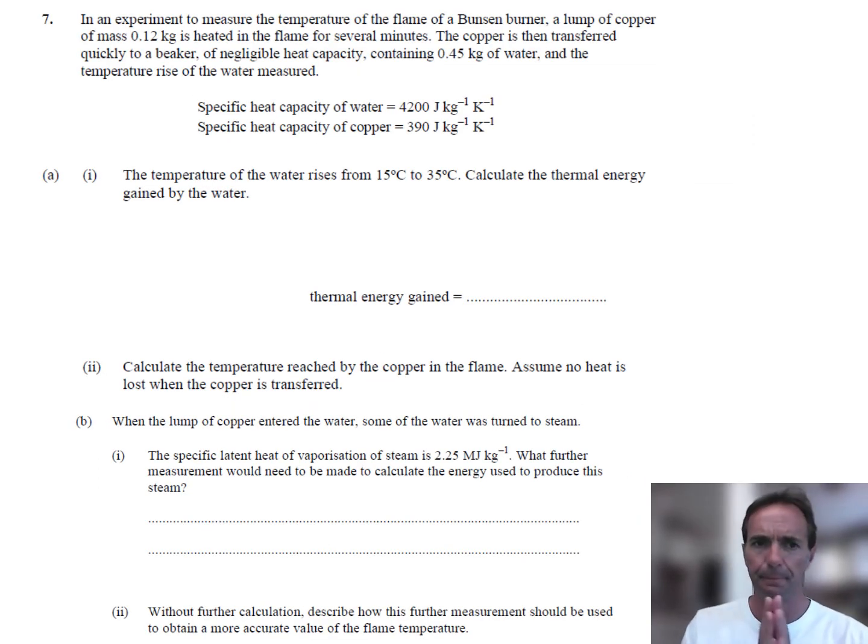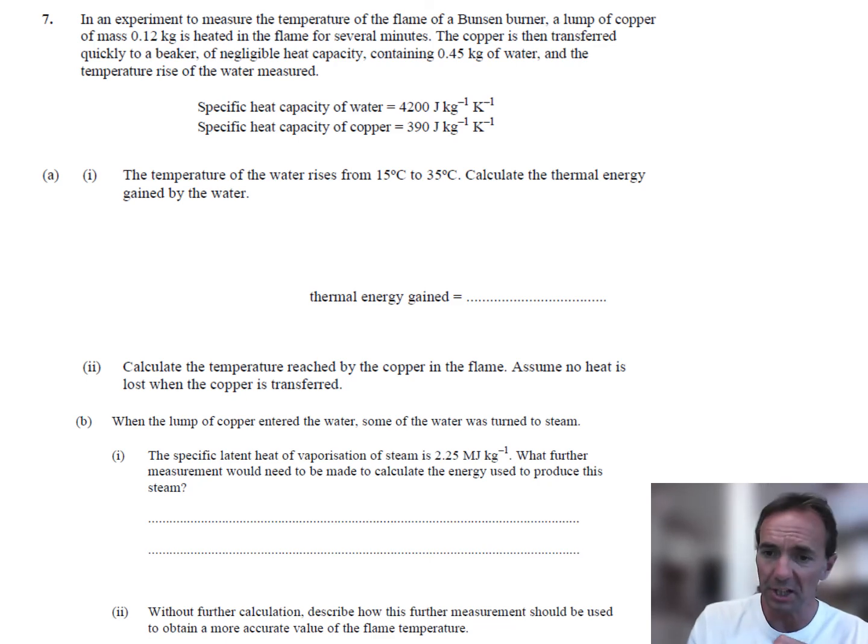Very similar question. In an experiment to measure the temperature of a flame of a Bunsen burner, a lump of copper of a given mass is heated up by a flame for several minutes. The copper is then transferred quickly to a beaker of water containing that much water, and the temperature rises. So you can see what's going on. Okay, you're heating up the copper, energy has been absorbed, it's getting hotter, then you put it into the water, you measure the temperature increase of the water, and then you can try and get the idea of what the temperature of the flame is from that.